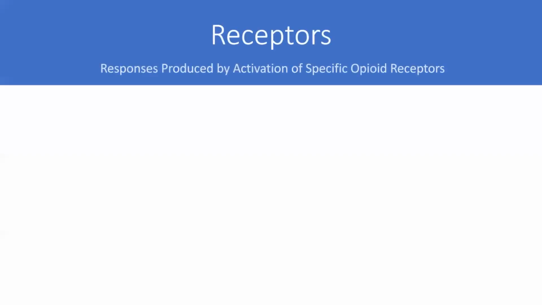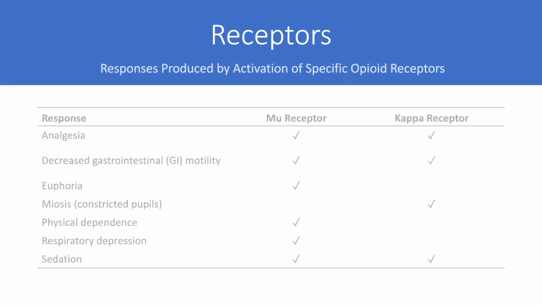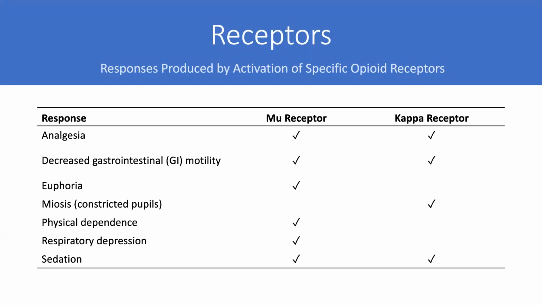Now, if we talk about receptors, the responses are produced by the activation of specific opioid receptors, which include the mu receptor and the kappa receptor. So there are two kinds of receptors in the body. What happens with the response? Analgesia occurs at both the mu and kappa receptors. Decreased gastrointestinal motility acts on the mu and kappa receptors. Euphoria is only because of the mu receptor. Miosis, which is constricted pupil, only acts on the kappa receptor. Physical dependence is on the mu receptor.